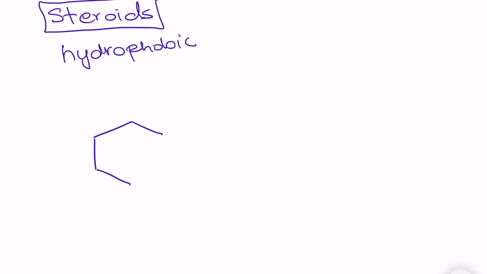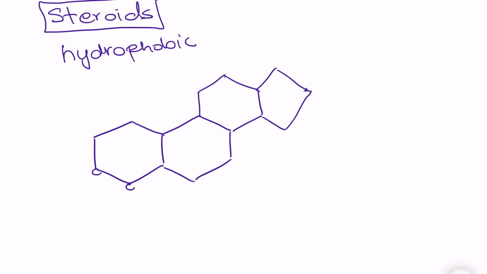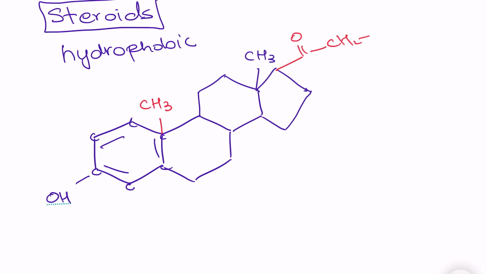Then we have steroids. Steroids differ from other lipids, but they are classified with them because of their hydrophobic nature. Steroids consist of 4 rings of carbon atoms fused together like this. Whenever you see 4 rings fused together, it means it is a steroid. With slight modifications, they form other molecules like cholesterol. This is a molecule of cholesterol.